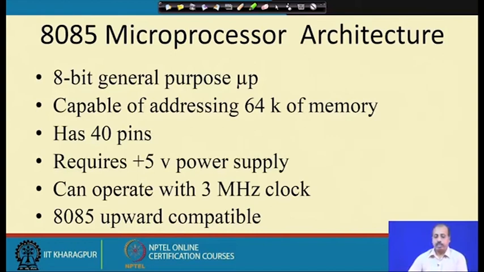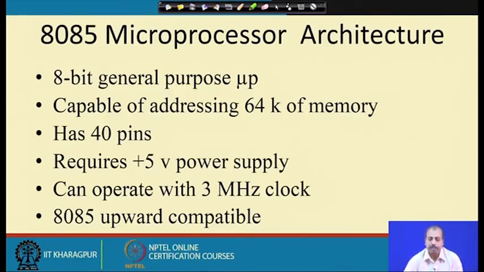Now, in case of 8085, as I said, it is an 8-bit general purpose microprocessor. General purpose means it is not doing some special operation. For example, for signal processing tasks, there are digital signal processors, and for graphics processing, we have special graphics processors. But 8085 is a general purpose processor, so it can do basic arithmetic and logic operations. It is not specific to a particular application.